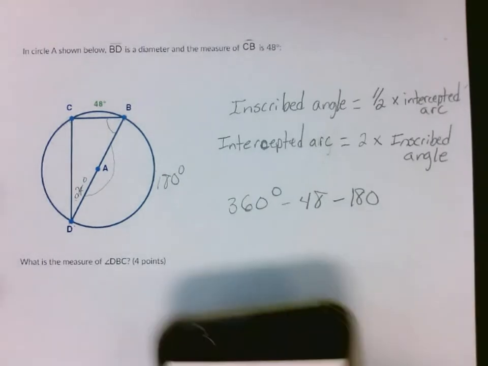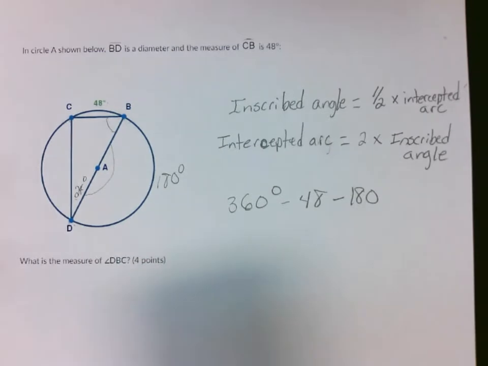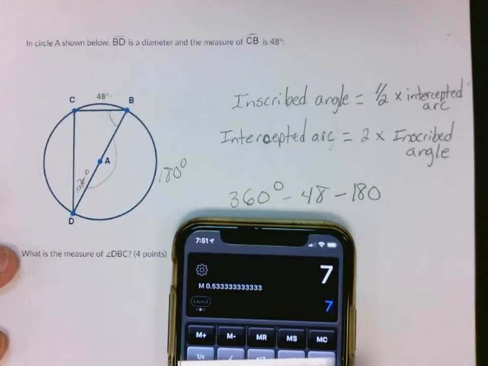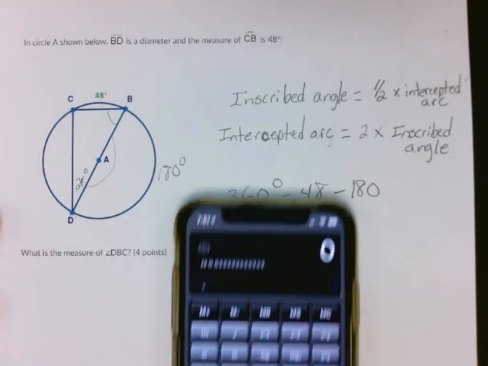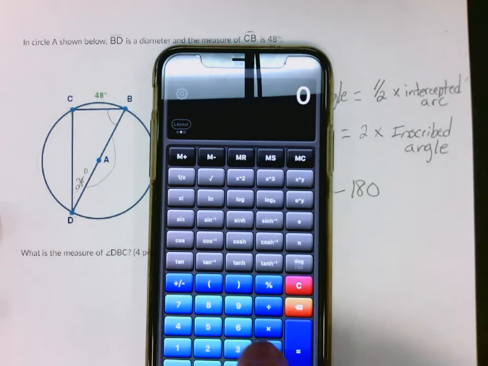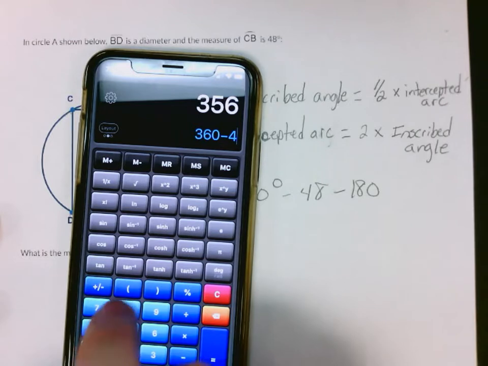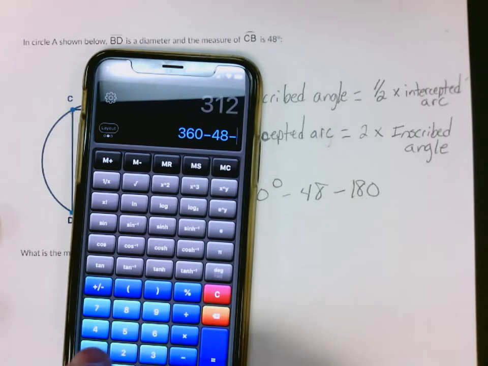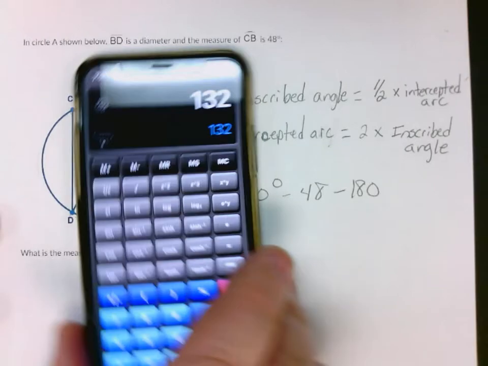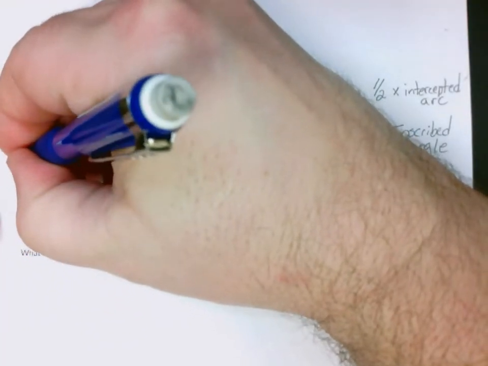let's go ahead and do that on the calculator. Let me get my calculator here. Okay, so we have our calculator. Let's go 360 minus 48 minus 180 equals, gives us 132. So this arc right here is 132.